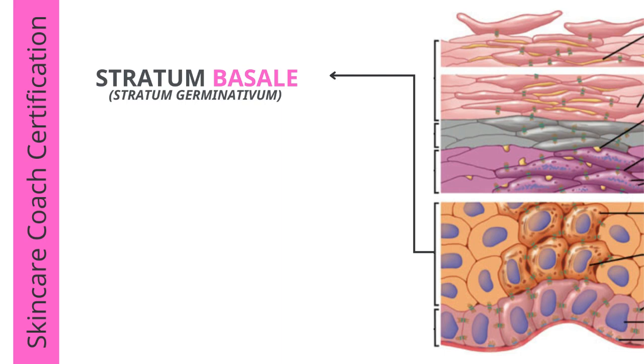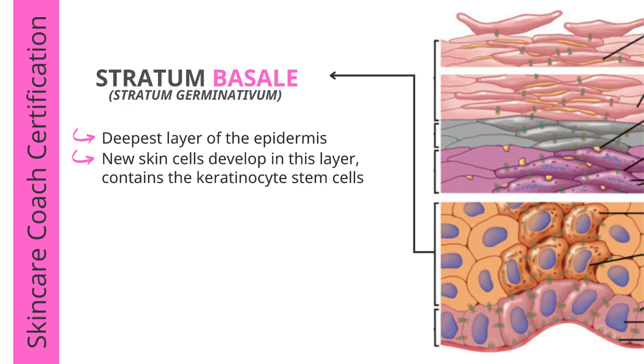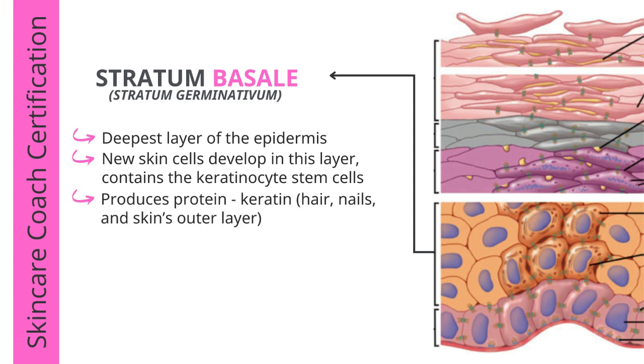Now let's talk about the stratum basale. This layer is the deepest layer of the epidermis. New skin cells develop in this layer, and it also contains keratinocyte stem cells, which produce the protein keratin. Keratin helps form hair, nails, and your skin's outer layer, which protect you from the harsh environment. It also contains melanocytes, which are responsible for producing melanin, which provides the pigment of your epidermis.